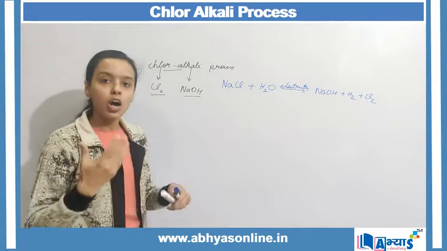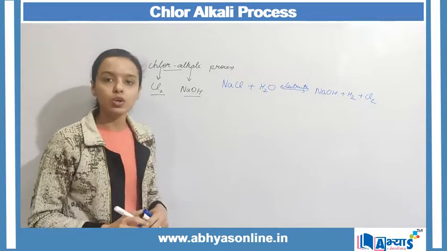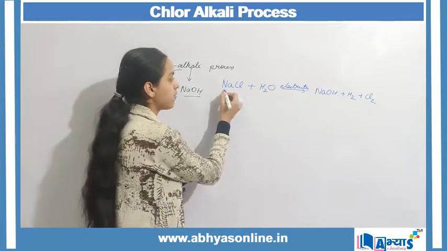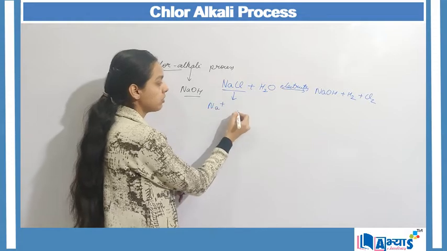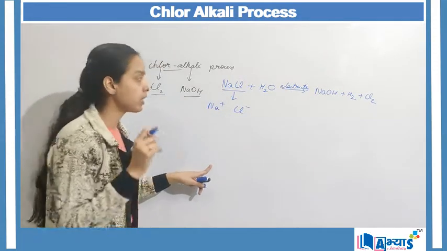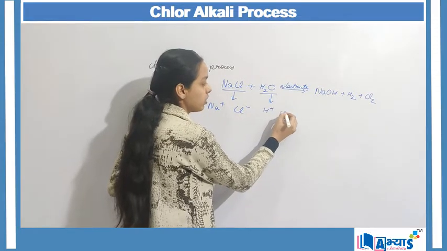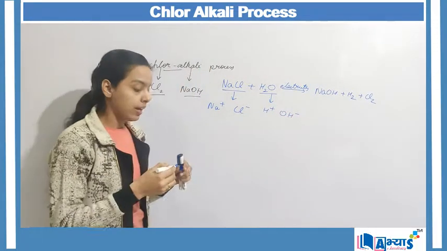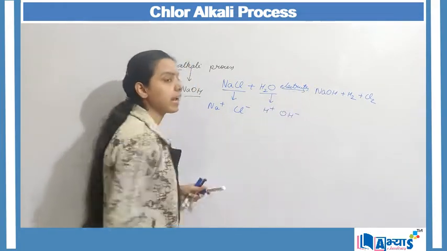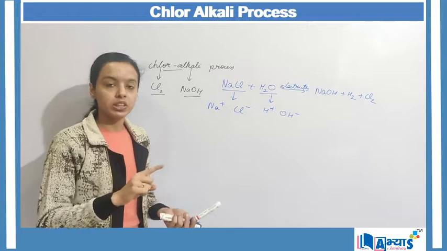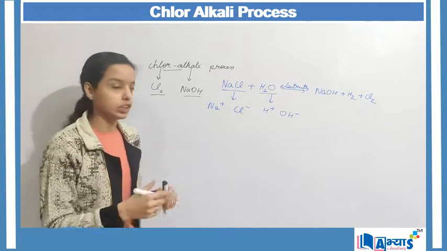Now let us discuss how these products are formed from the dissociation of the reactants. If we have NaCl, that means we will have ions like Na positive and Cl negative. In the case of water, we will have ions like H positive and OH negative. Now when this positive part combines with this negative part, we will get NaOH. So Na positive plus OH negative combine together to form NaOH.